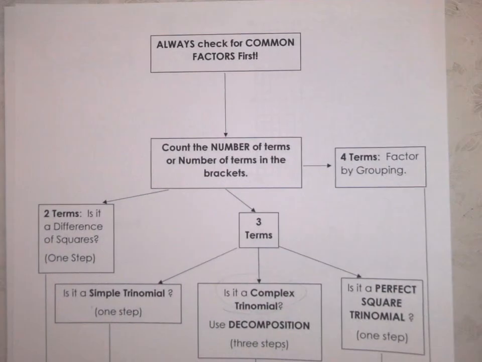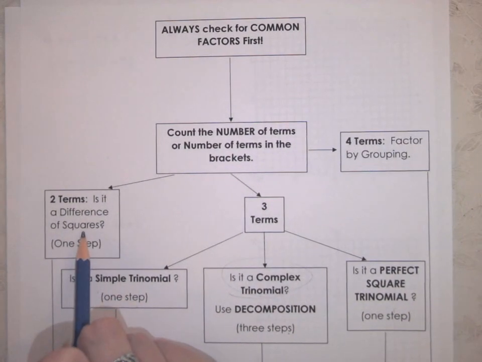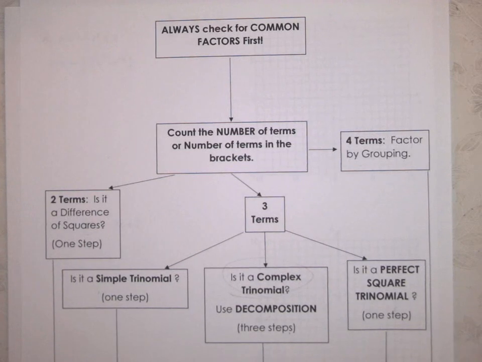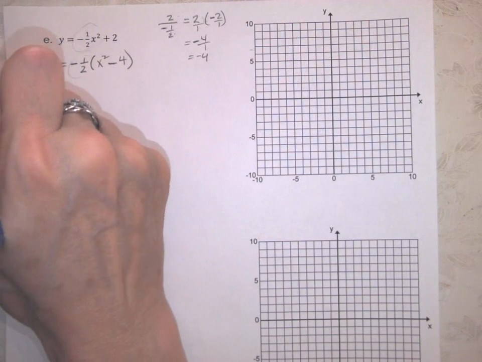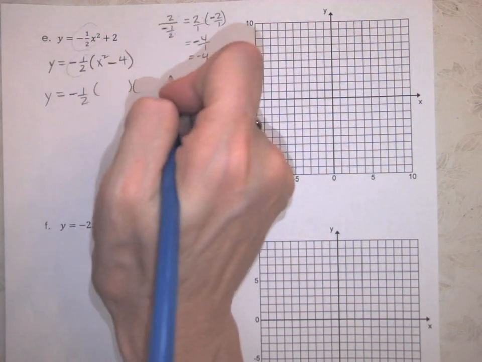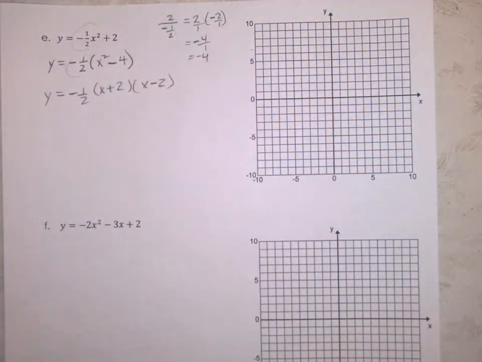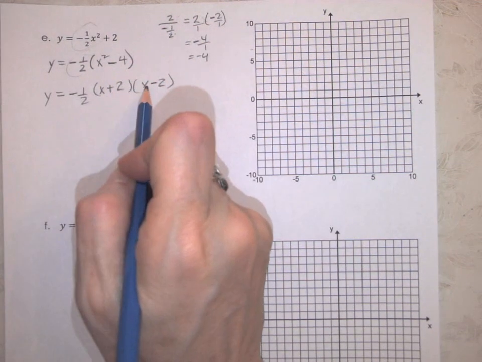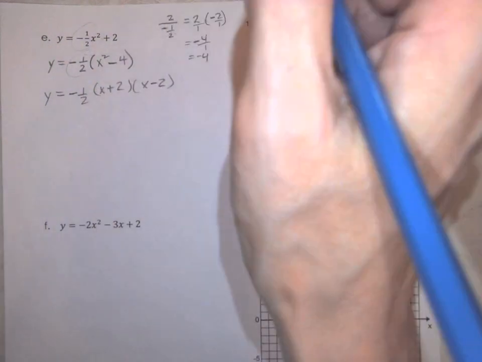And then look inside the brackets and count the terms. There's 2, so if there's 2 terms inside the brackets, if it were to be factored, it would be a difference of squares. And it turns out that it is a difference of squares. So this is going to factor to give us x plus 2 times x minus 2. Square root of x squared is x, square root of 4 is 2, and they have opposite signs. So now it's in intercept form.